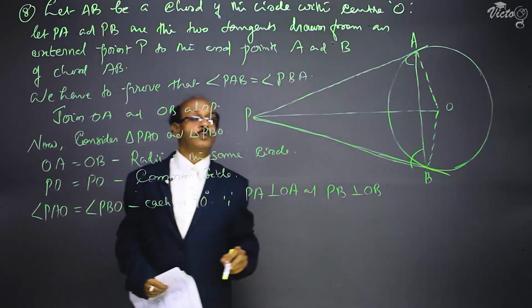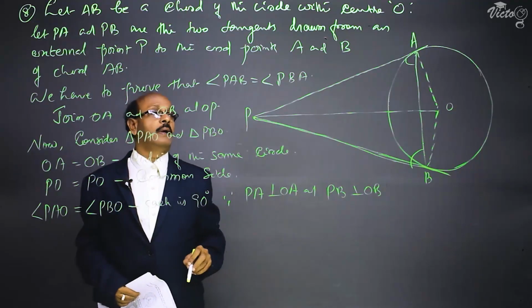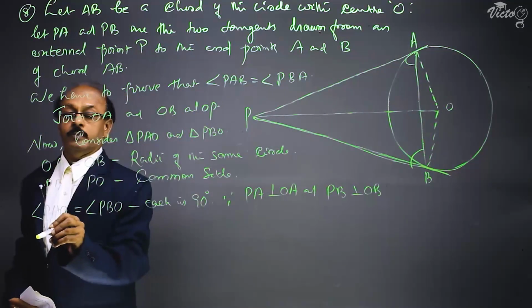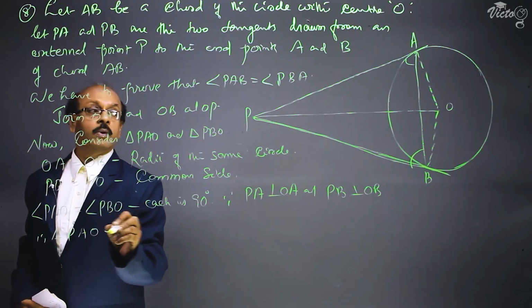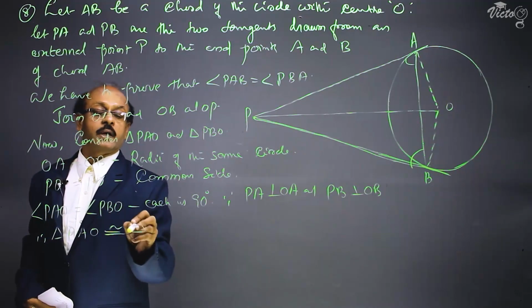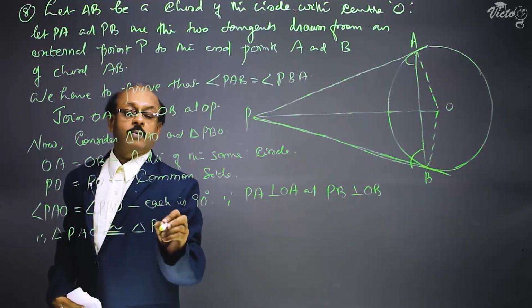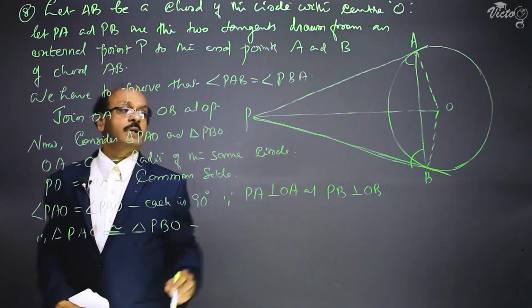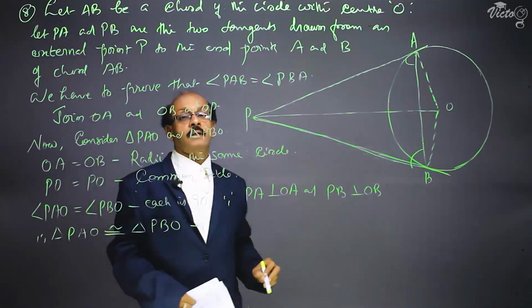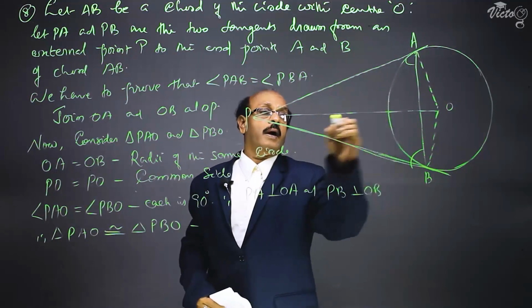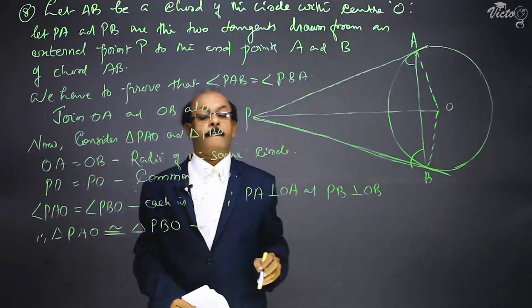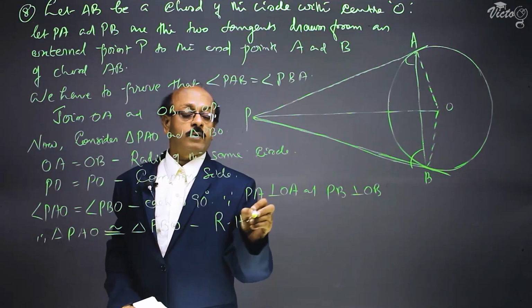Now we are getting the two triangles congruent. Therefore, triangle PAO is congruent to triangle PBO, for the reason RHS congruence rule. RHS: right angle, hypotenuse and one side.